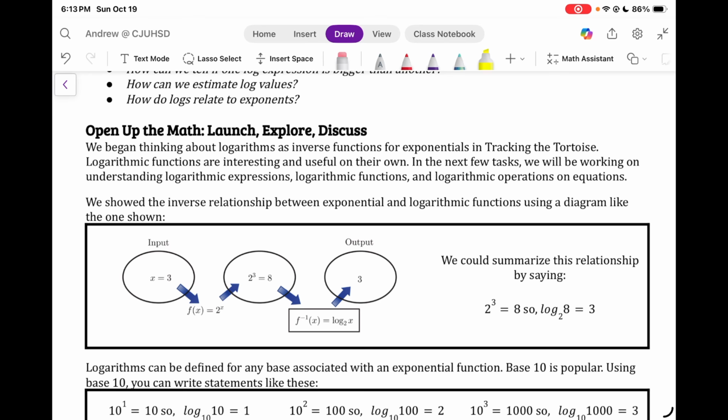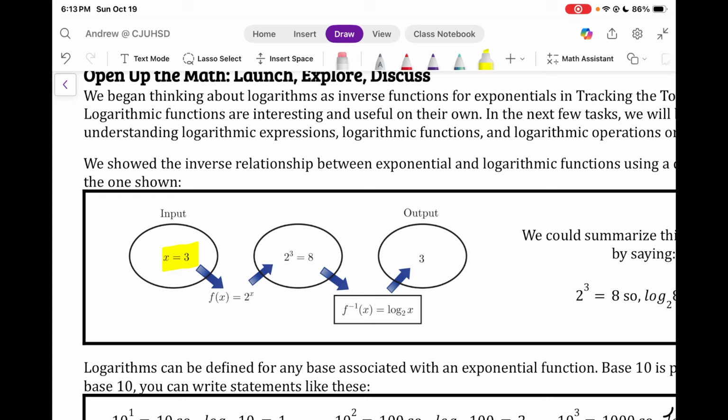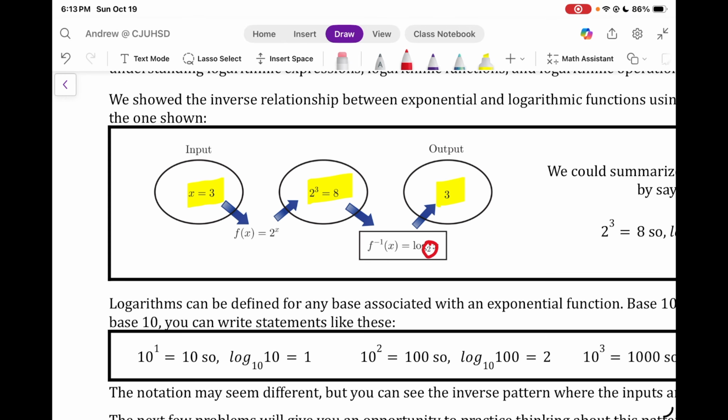It's a function where if you put in 3 and you get out 8, because it's 2 to the third power. The log is a kind of function where if you put in 8, you'll get out 3. And one thing to notice there is that the logarithm has its own base. Right there, that 2 is called the base of the logarithm. And it matches the base of the exponential form.